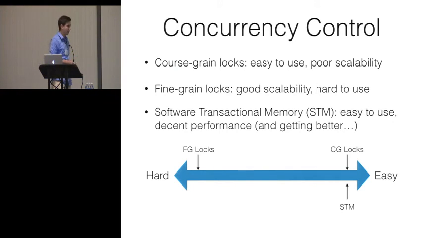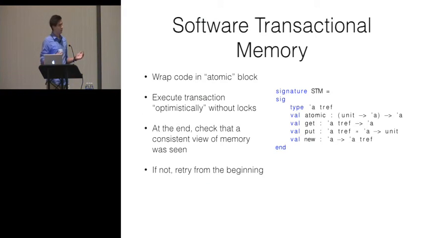So this is where software transactional memory comes in. It's essentially just as easy to use as coarse-grained locks. It has very little burden on the programmer, but is able to give you better performance somewhere in between these two ends of the spectrum. So essentially the idea here is we provide the programmer with this interface where they're allowed to wrap some arbitrary chunk of code in an atomic block.